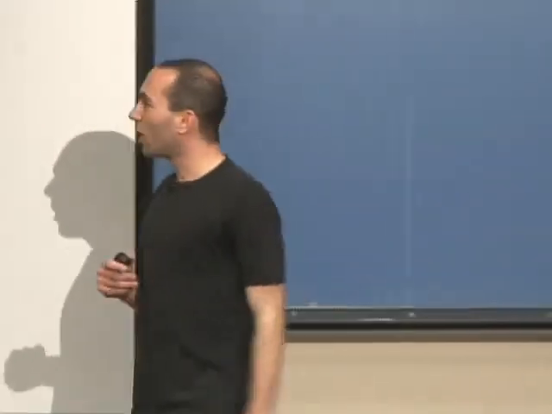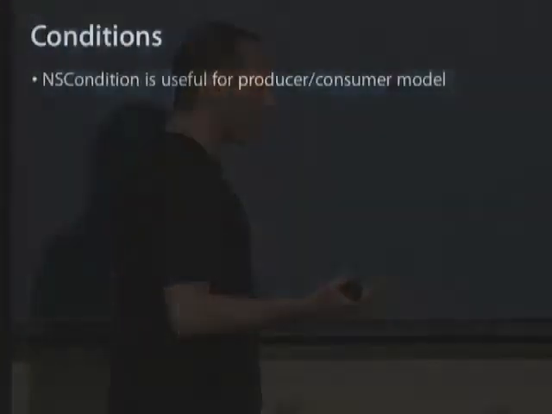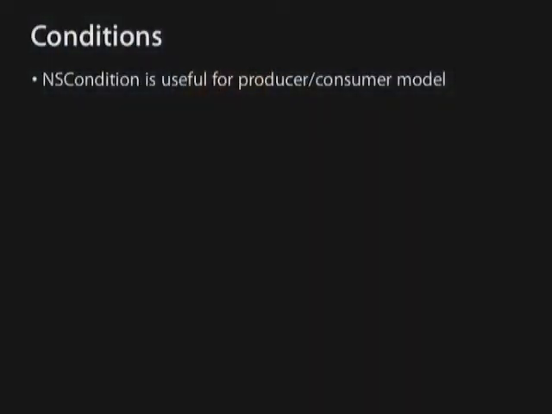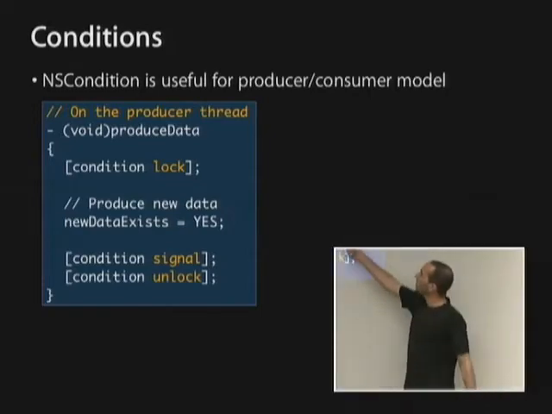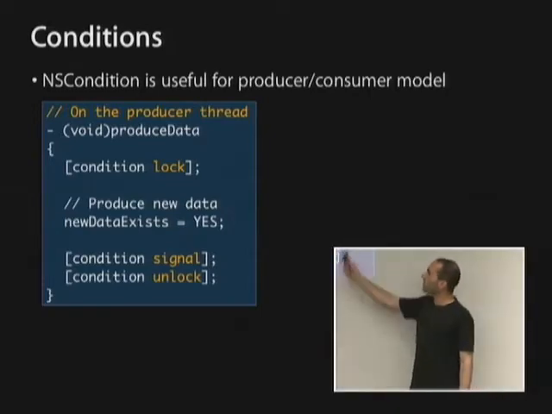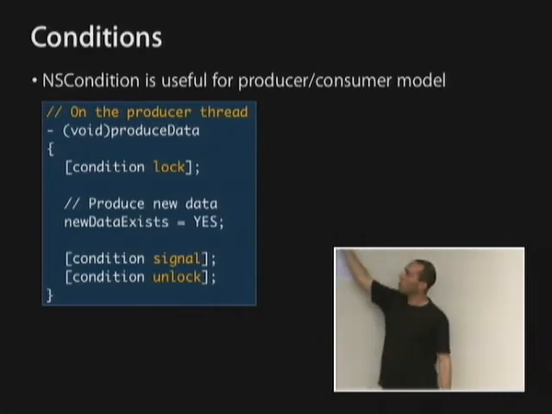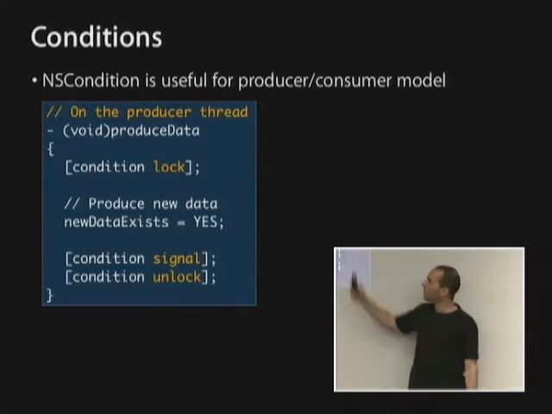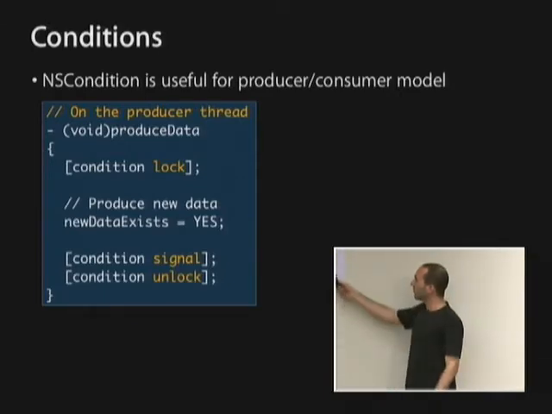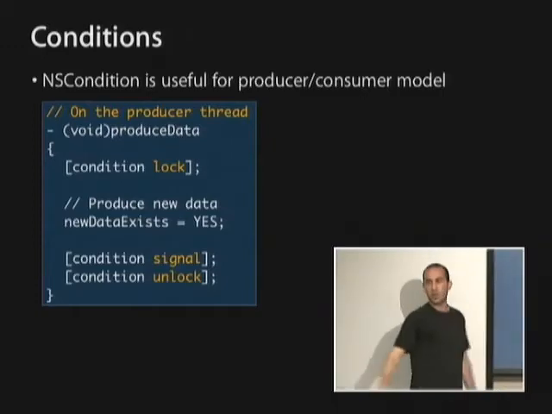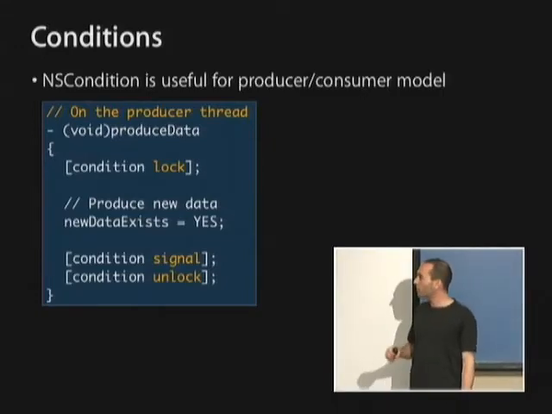So another variant on lock is an NSCondition, which is useful if you're trying to write something that creates objects or creates data and have another function that consumes that data. The way we do it here is similar syntax. We have this condition that we lock, and then we set this Boolean to yes. So we calculate a bunch of stuff, and then we say new data exists is set to yes, and then we do something called signaling. The signaling wakes up another thread that's waiting, and then it unlocks.